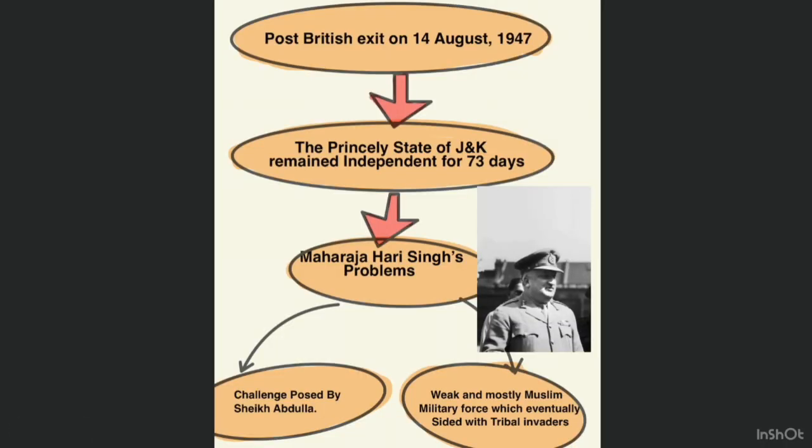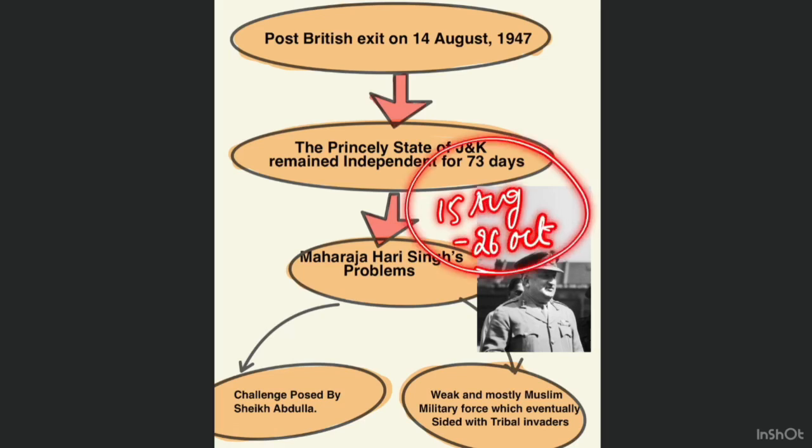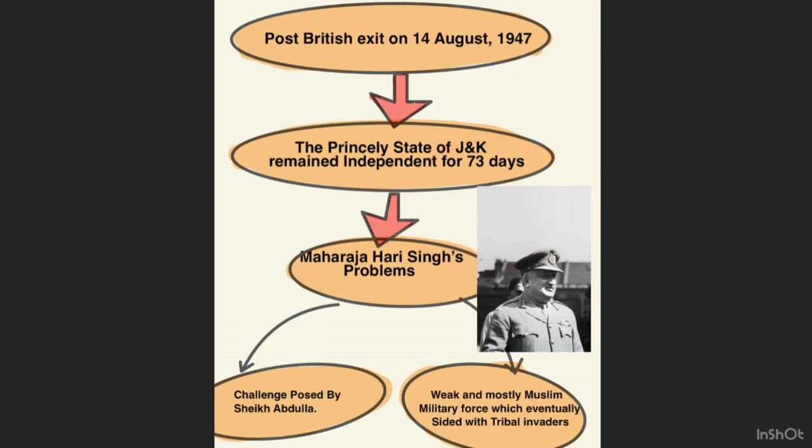So at the time of independence, when the British left, the princely state of Jammu and Kashmir remained independent for 73 days, from 15th August to 26th of October 1947. So this was the time it remained as an independent country.